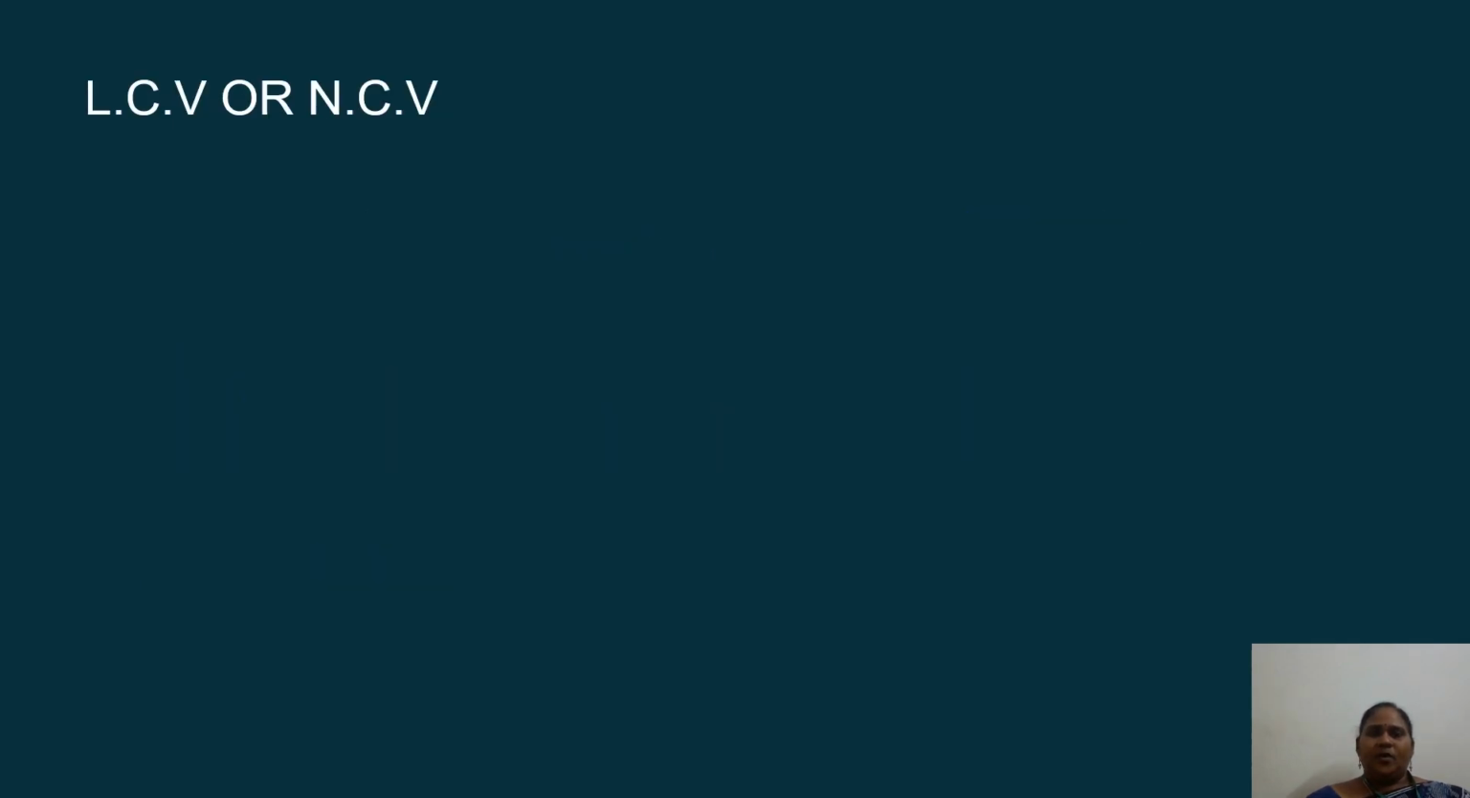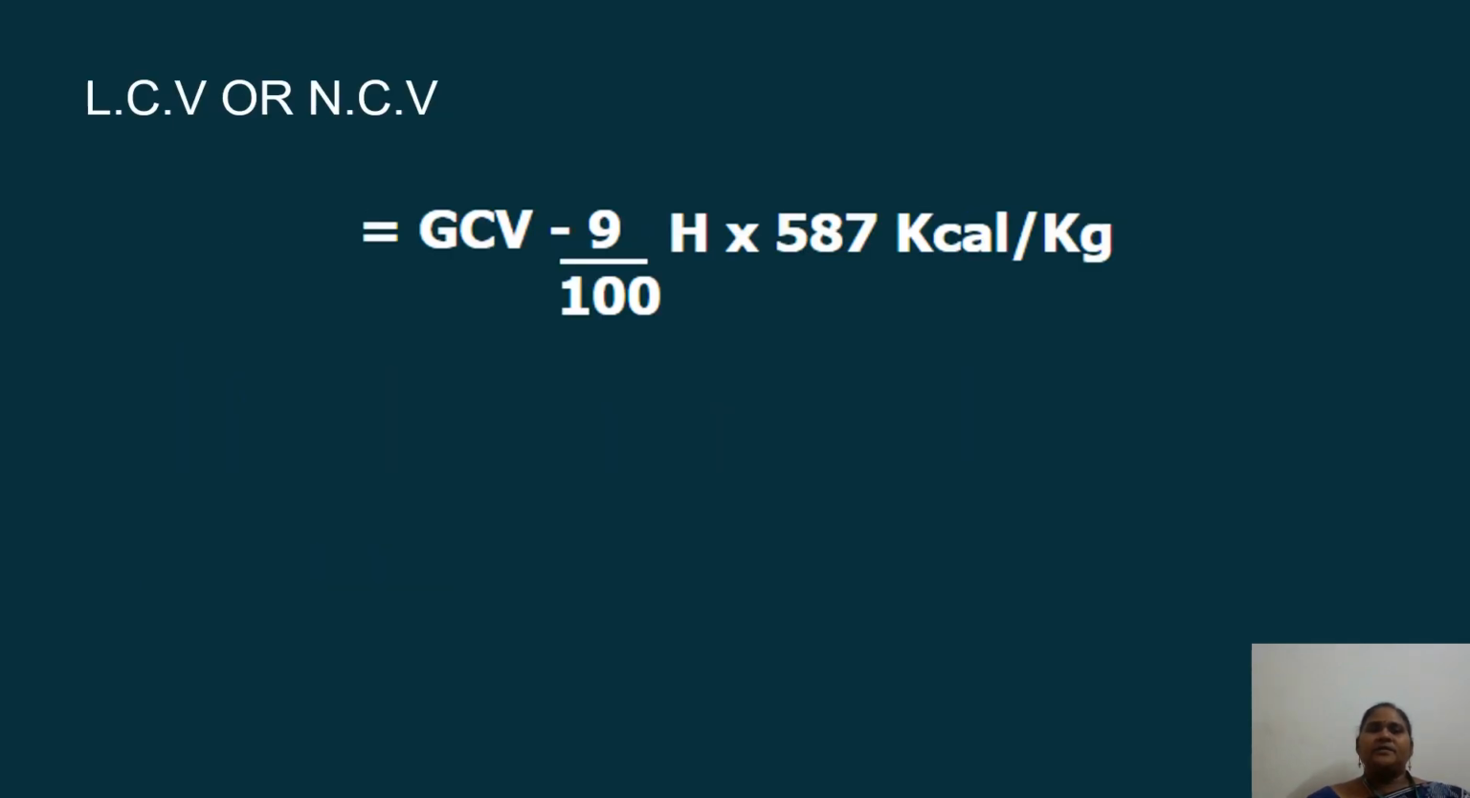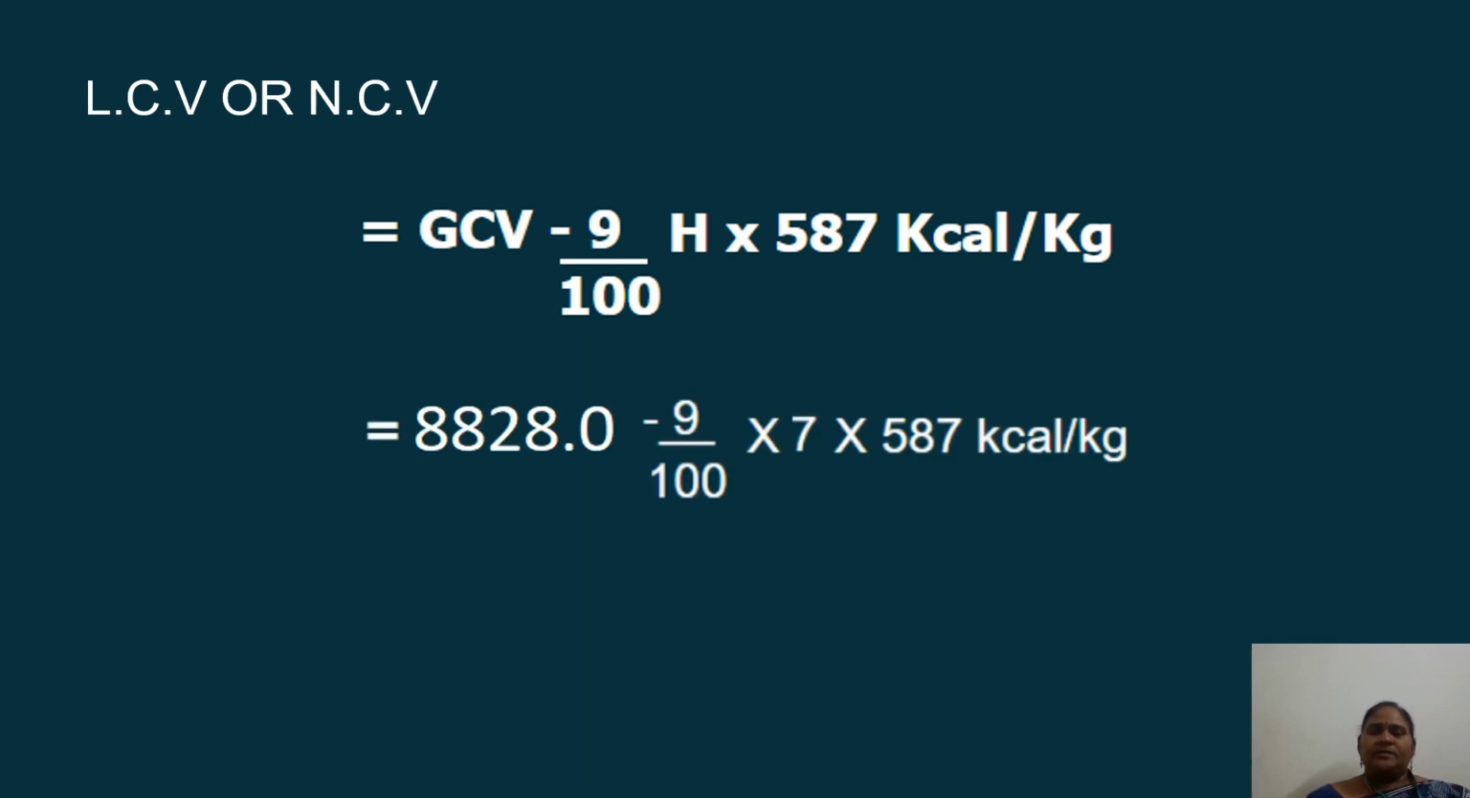The LCV or NCV is calculated as GCV minus 9 by 100 H into 587 kilocalories per kilogram. Upon substituting the GCV as 8828.0 and hydrogen as 7%, we'll get the value as 8458.2 kilocalories per kilogram.